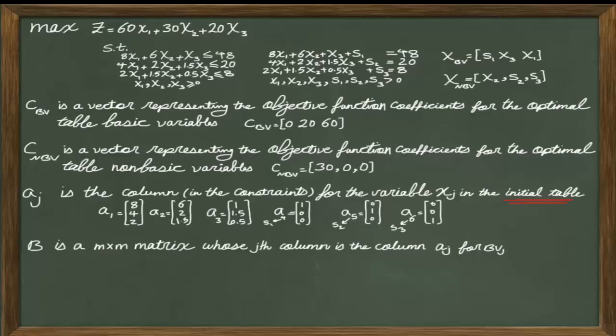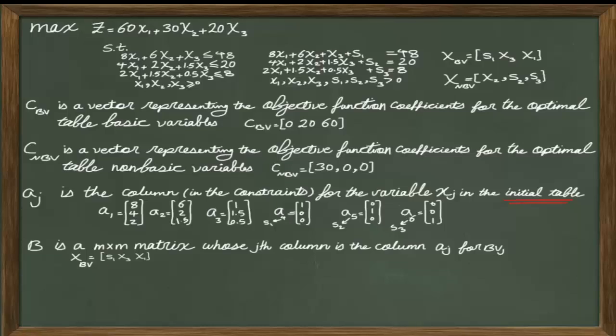To form the matrix B, the starting point will be the XBV, this vector right here. The same way that we formed the CBV, remember we found the coefficient of all these decision variables in the objective function, we form B, with the difference that this time for every single decision variable here, we find its associated AJ and we form the matrix B. Let's see how we do this. So XBV is S1, X3, and X1. Now I have to bring the coefficient of every single variable in the constraints to form the matrix B.